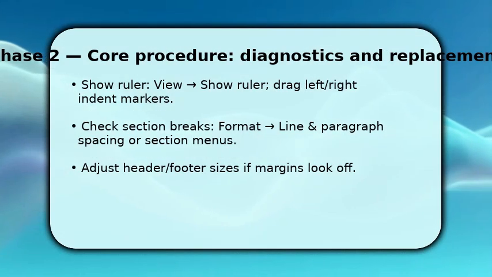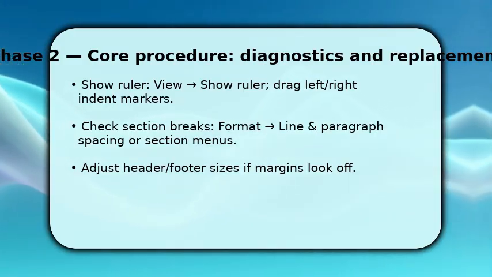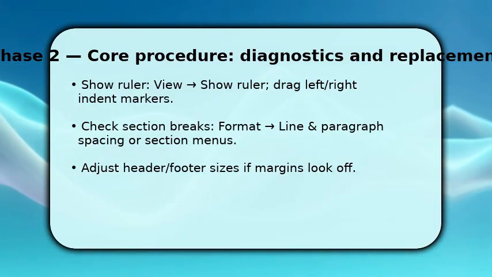Once done with page setup, verify the horizontal ruler is visible and use its left and right indent markers to fine-tune where text begins. That's useful for lists and paragraphs.